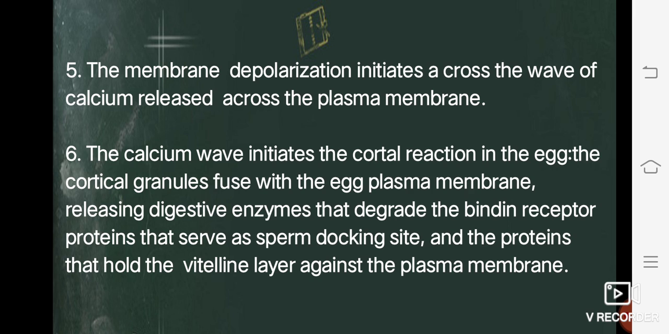Fifth, the membrane depolarization initiates a wave of calcium release across the plasma membrane. Next, the calcium wave initiates the cortical reaction in the egg. The cortical granules fuse with the egg plasma membrane, releasing digestive enzymes that degrade the binding receptor proteins that serve as sperm docking sites and the proteins that hold the vitelline layer against the plasma membrane.